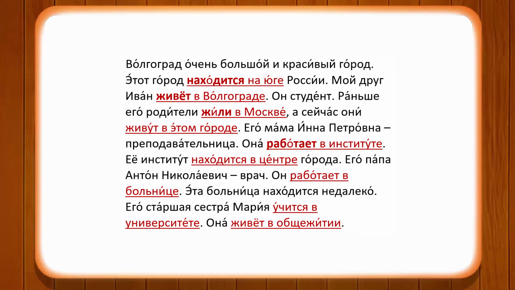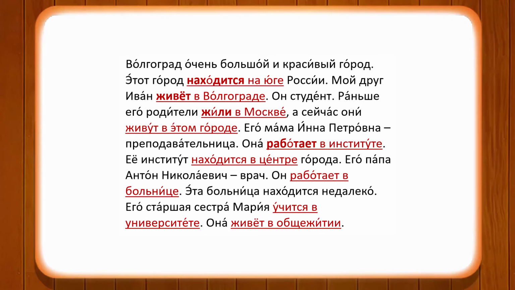Volgograd – очень большой и красивый город. Volgograd is a very big and beautiful city. Этот город находится на юге России. This city is situated in the south of Russia. So, на юге России, in the south of Russia.